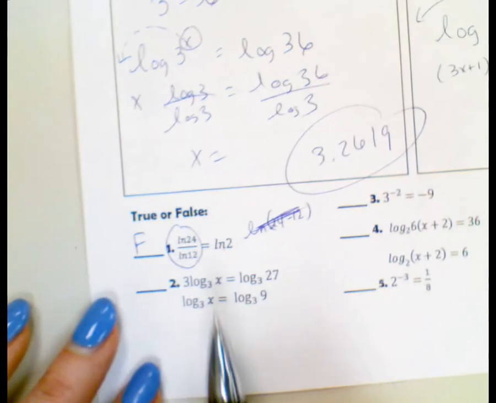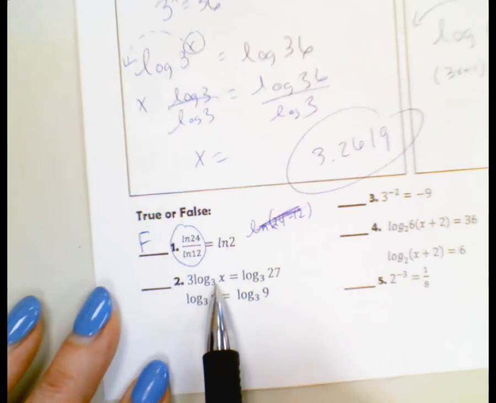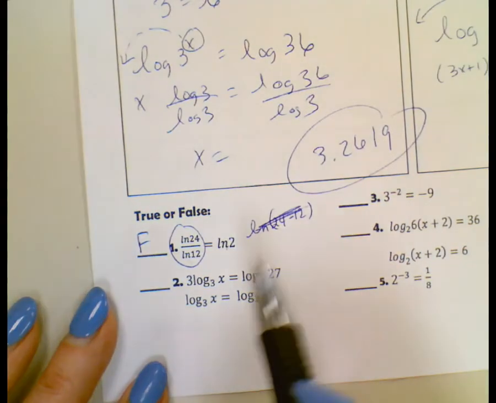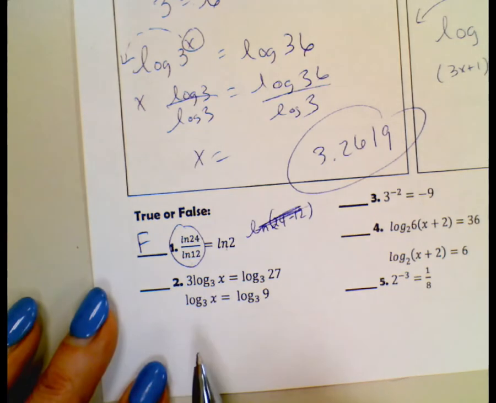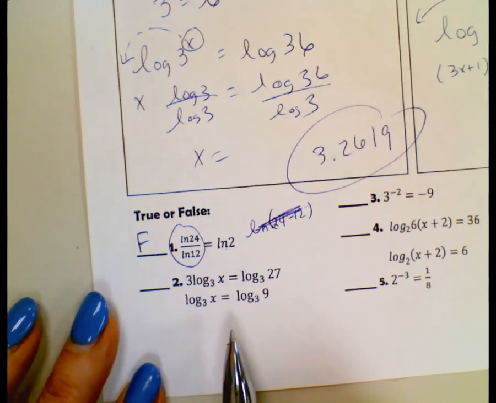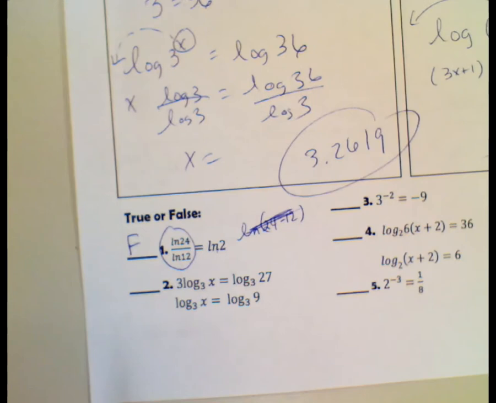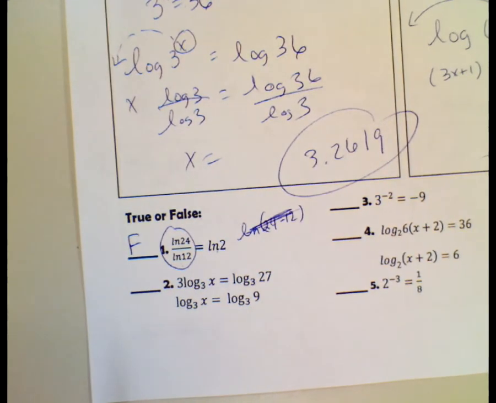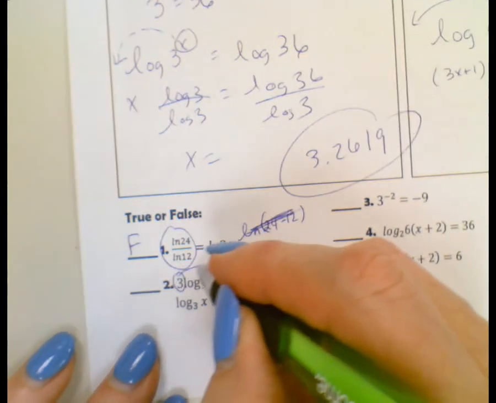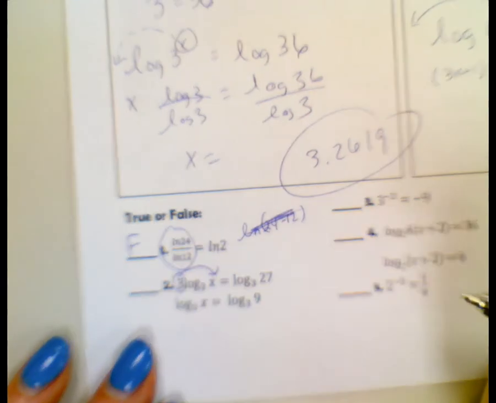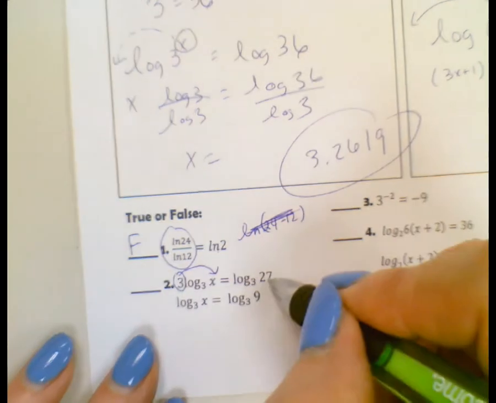False. Is 3 log base 3 of x equal to log base 3 of 27? So what did they do here? It looks like they divided both sides by 3. If you want to know if that's true, it just isn't. This 3 goes to this exponent right here. It doesn't divide by 3 to the other side, so this is false.